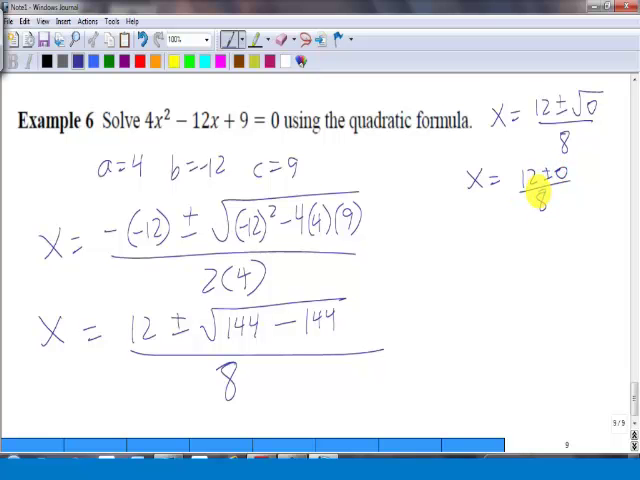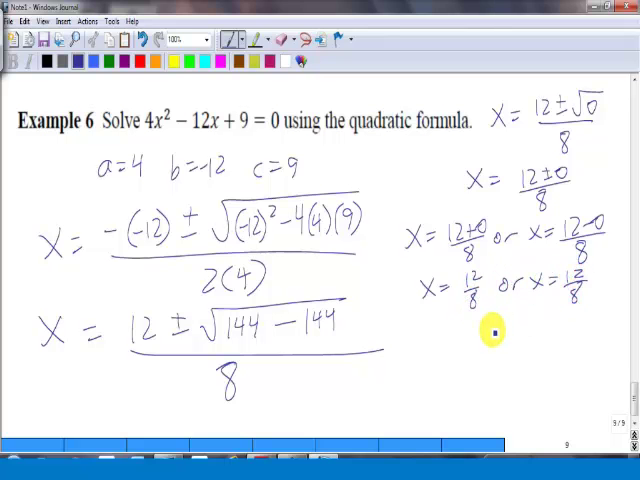Plus or minus means write it twice, once with a plus, once with a minus. So x equals 12 plus 0 over 8, or x equals 12 minus 0 over 8. 12 plus 0, 12 minus 0, both equal 12. So x equals 12 eighths, or x equals 3 halves.